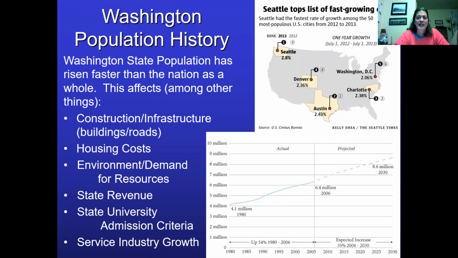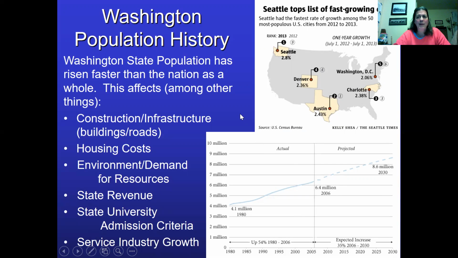So what about Washington State? In 2013, Seattle was ranked the number one fastest growing city in the country. That means that Washington State in general has had pretty rapid population growth over the last decade or so. And you can see here from 1980 projecting into the future that we're looking at about doubling our population from 1980 out to the year 2030, which is only 10 years away at this point.